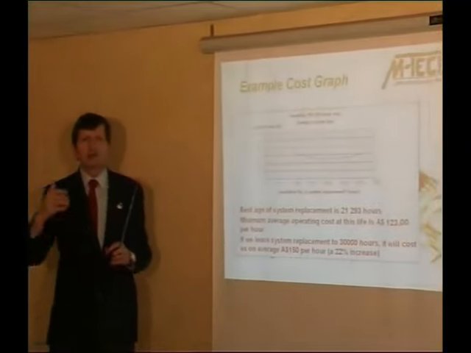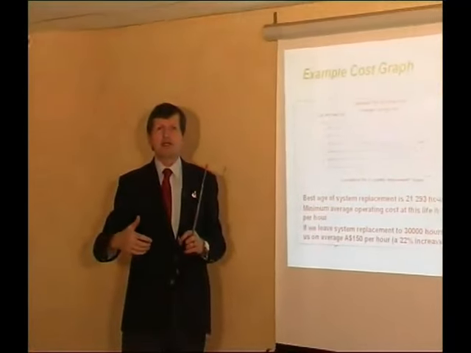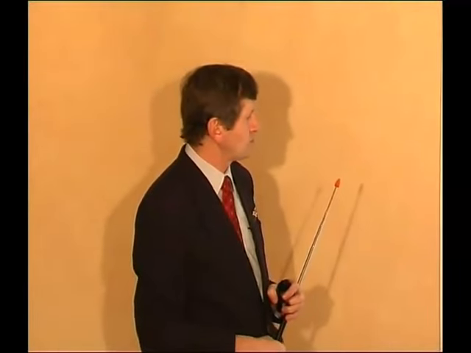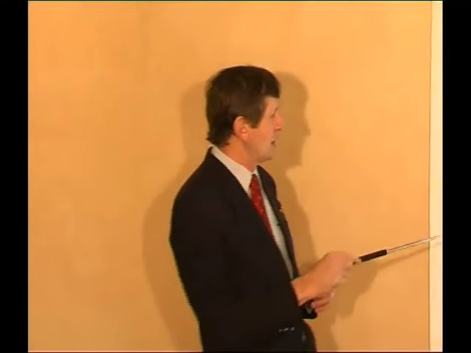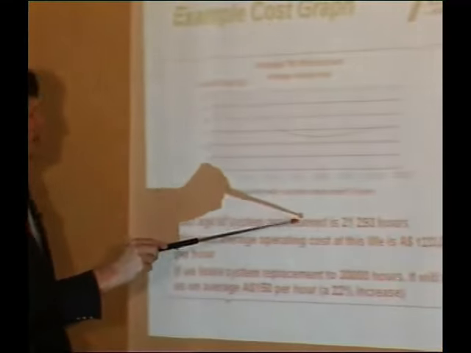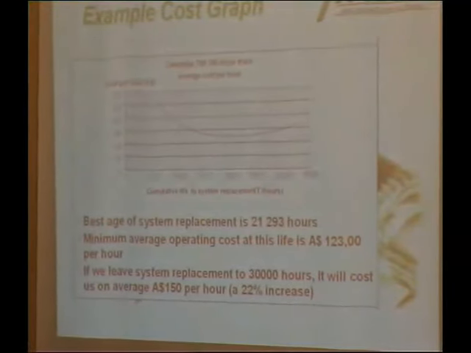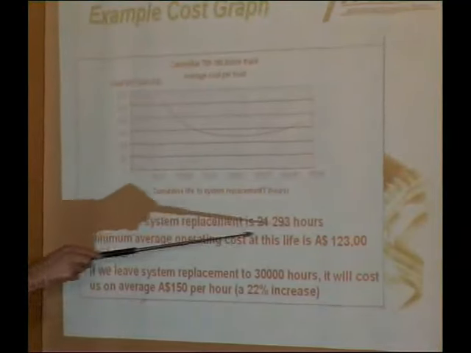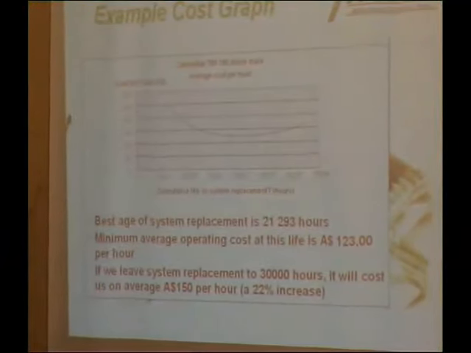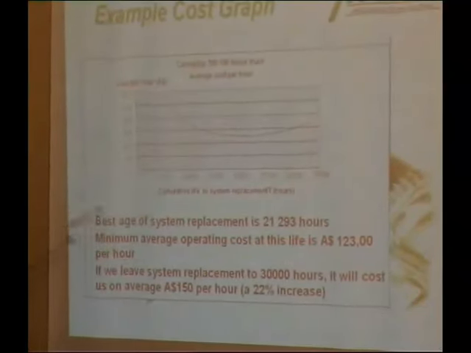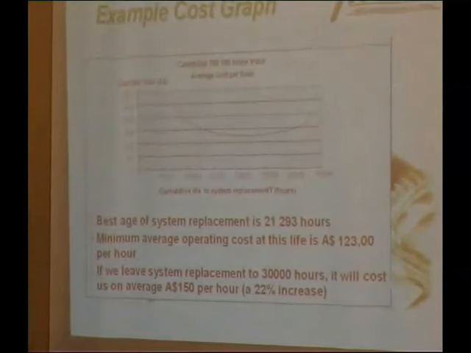That is, of course, if all the data can be verified, whether it's correct and so forth, because it's a critical decision that one takes. In this case, the best age of the system replacement was found to be 21,000 hours, 21,293 hours. And the minimum average operating cost of this life was 123 Australian dollars, which is that amount there per hour.